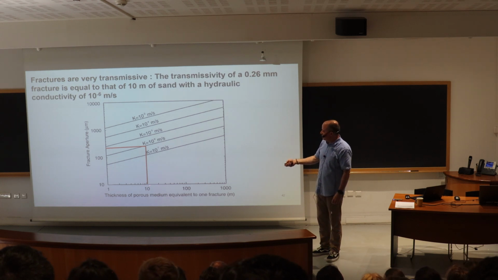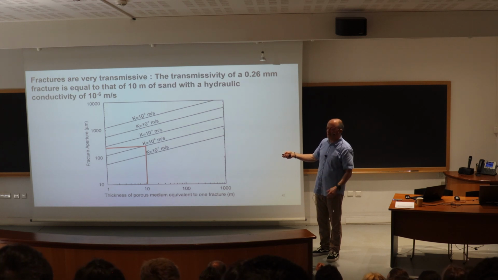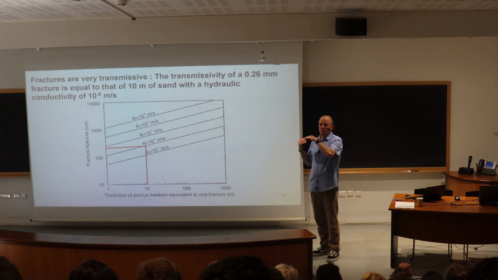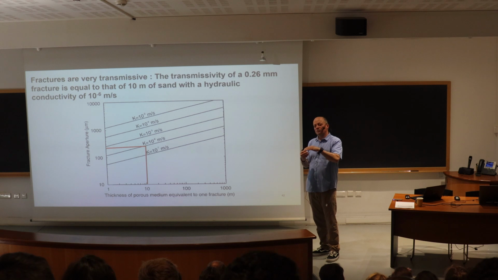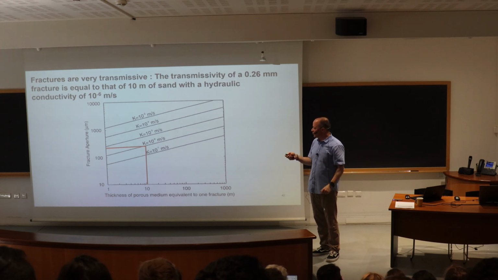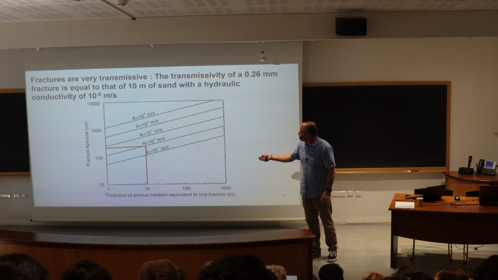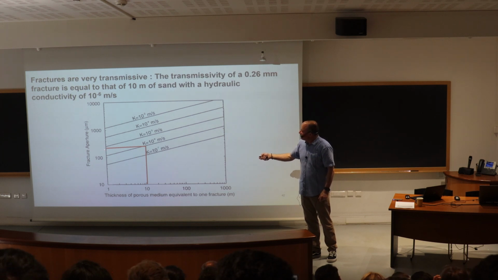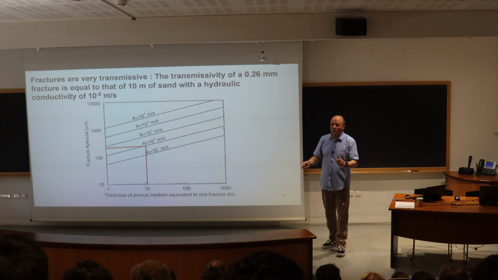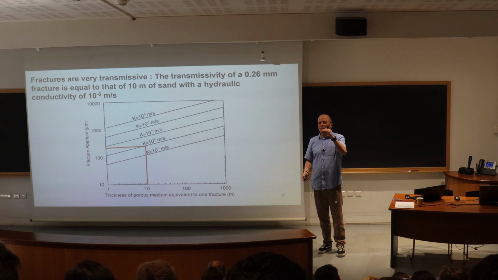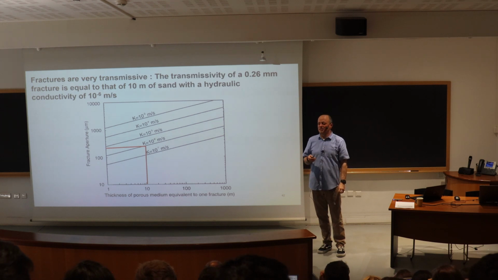Here we take 10 meters of porous medium with a hydraulic conductivity of 10 to the minus 6, so that would be a sandy material. The transmissivity, which is the amount of water that can be transmitted by the porous medium or the single fracture for a given hydraulic gradient, gives an aperture of 2.26 millimeters. So a fracture of less than 1 millimeter can transmit, for the same hydraulic gradient, the same amount of water as 10 meters of fairly permeable sand.